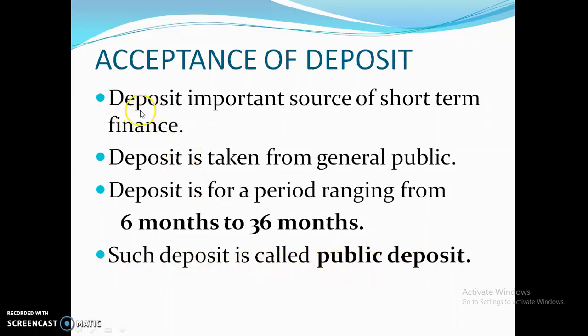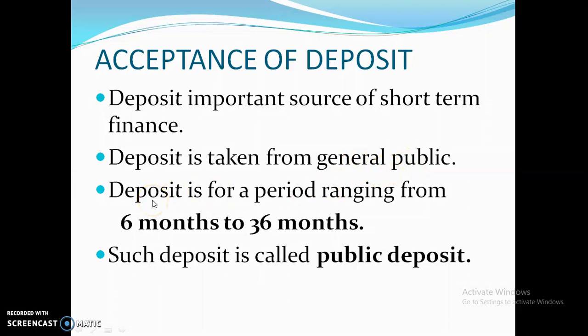I'll just explain. Deposit is for only a short period of time. It can be taken only from the public. It cannot be collected from anywhere else, like a bank, or you cannot go to the central government or state government, or sell shares. In that way you can't take it. You have to collect deposit only from the general public.